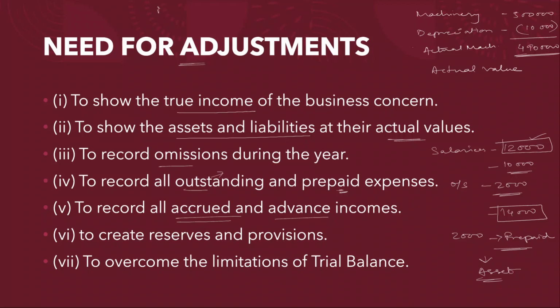Suppose I charge rent of rupees 2,000 per month, but the person has paid me 6,000. So this 6,000 becomes my advance. Advance for how many months? For 3 months.